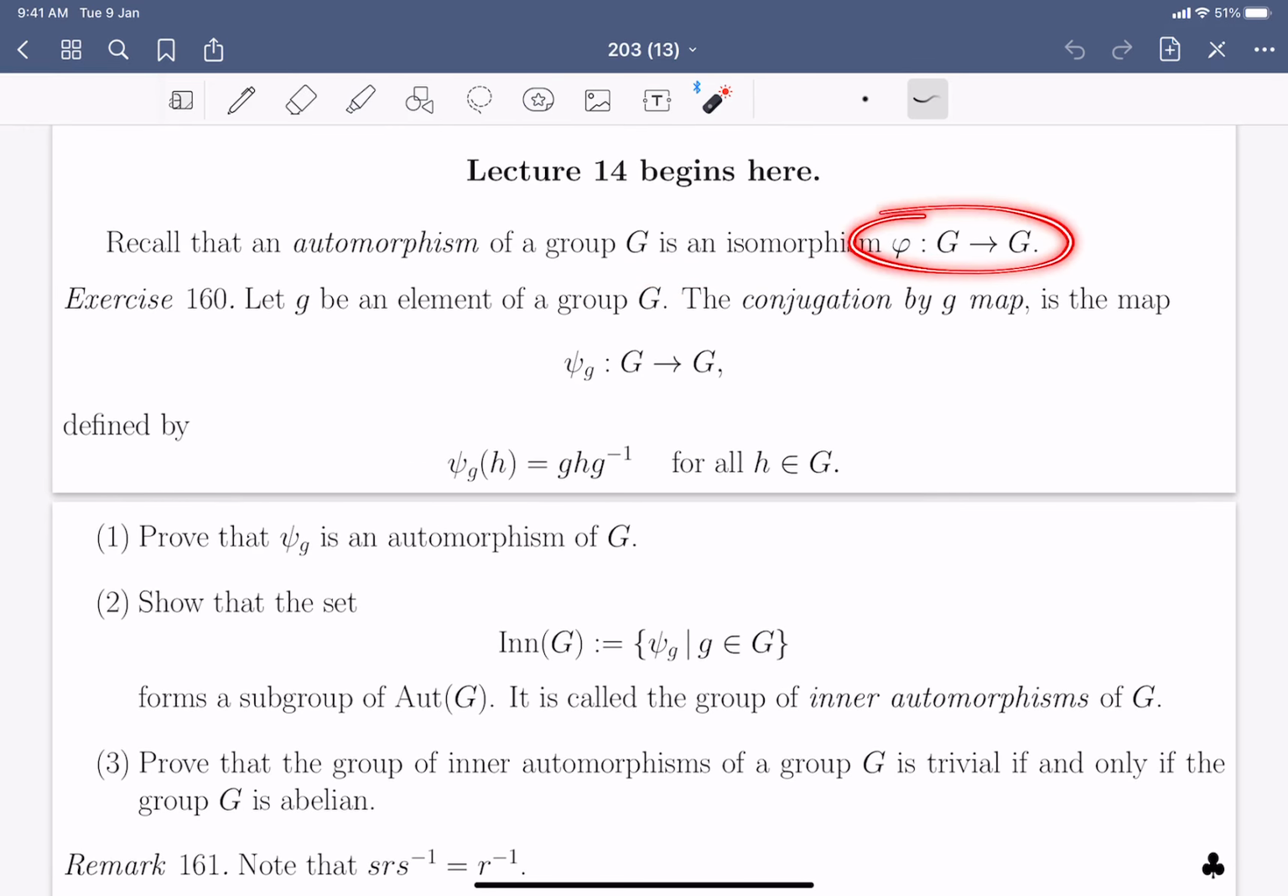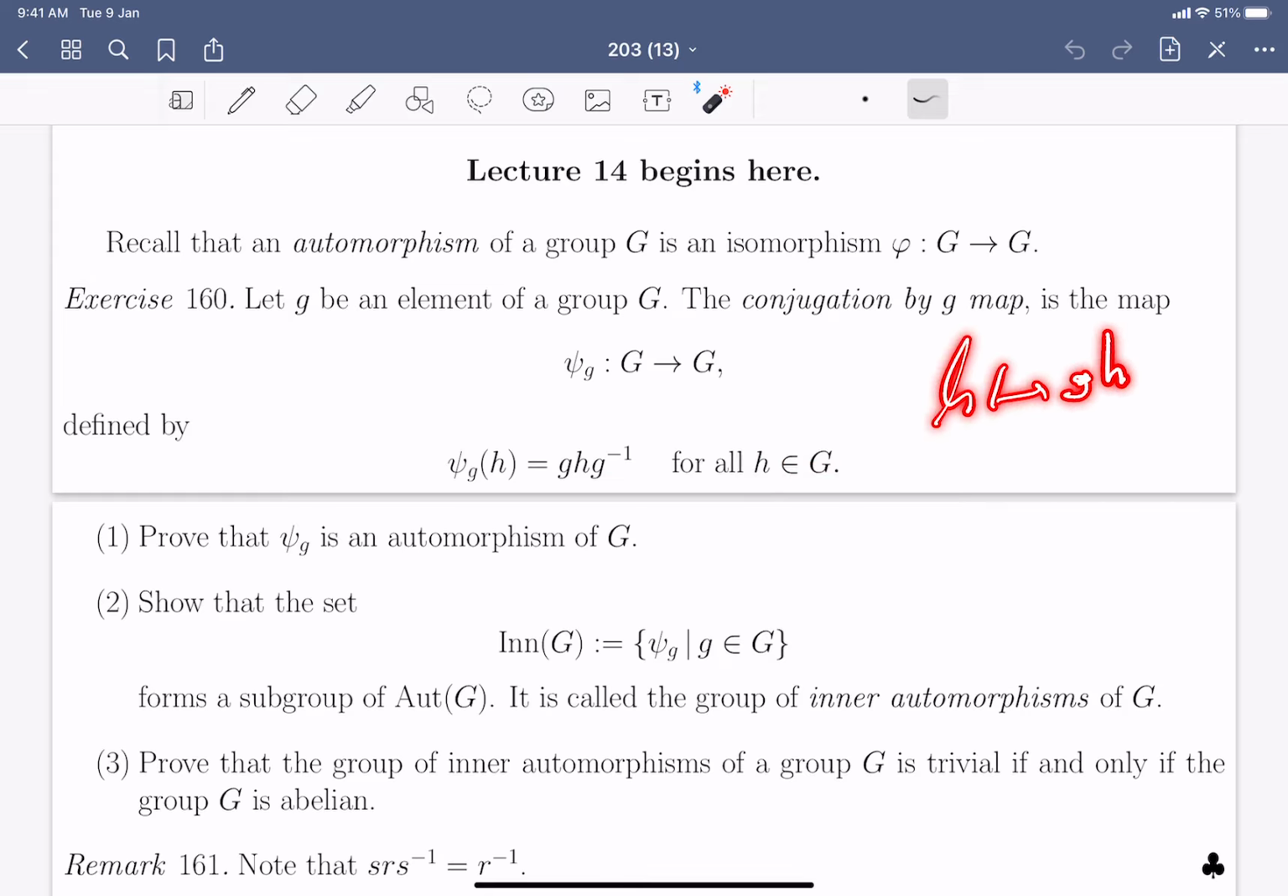So we are going to just deal with isomorphisms from G to G, in other words, automorphisms of the group G. We'll start with the group G, and let's pick an element little g, and then you define a map which sends any given element h from G to g h g inverse. Maybe you are familiar with the map h going to gh.